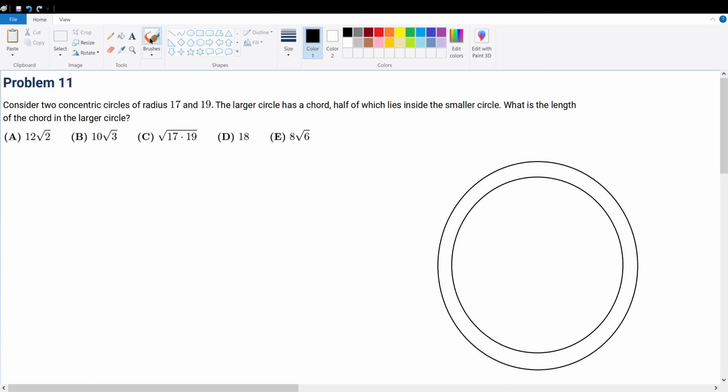Problem 11. Consider two concentric circles of radiuses 17 and 19. The larger circle has a chord, half of which lies inside the smaller circle. What is the length of the chord in the larger circle? So in other words, we are trying to find the length of an entire chord such as this one.